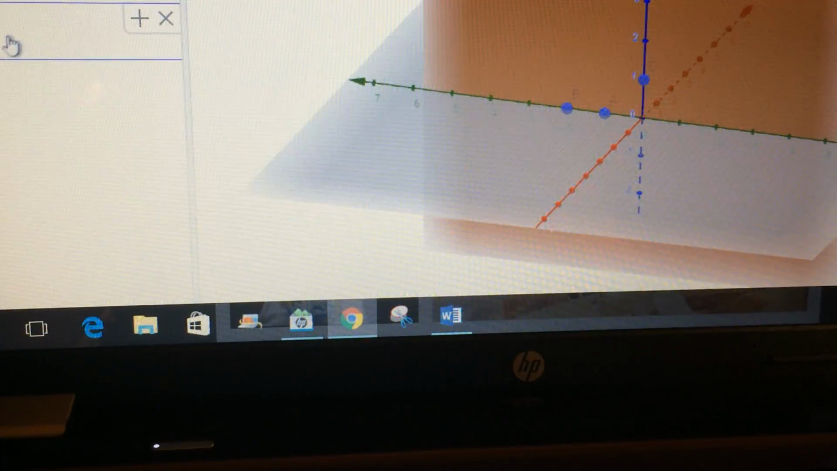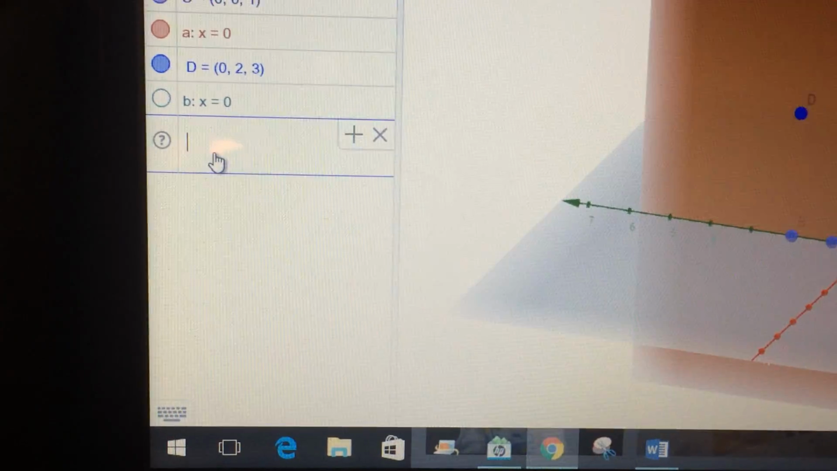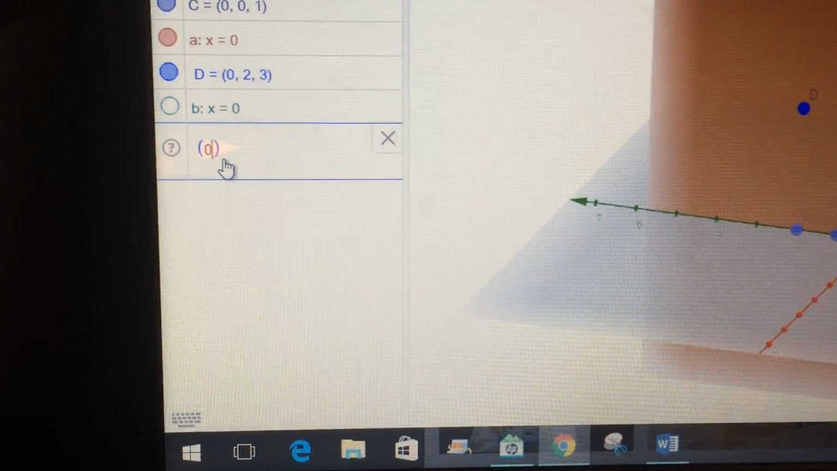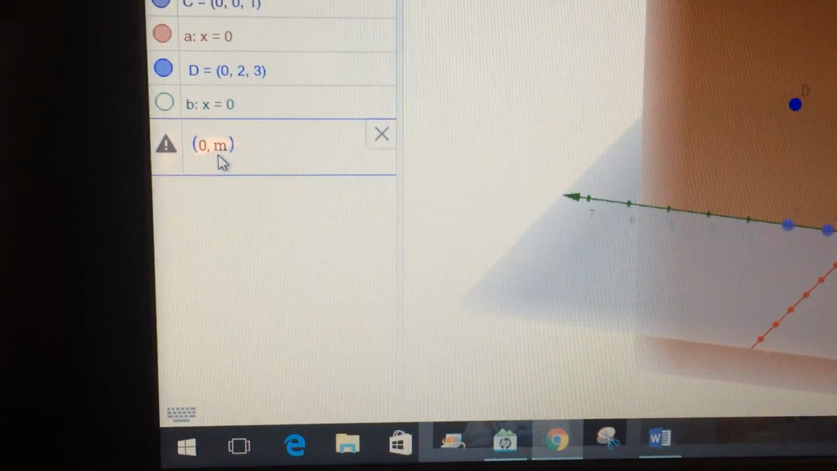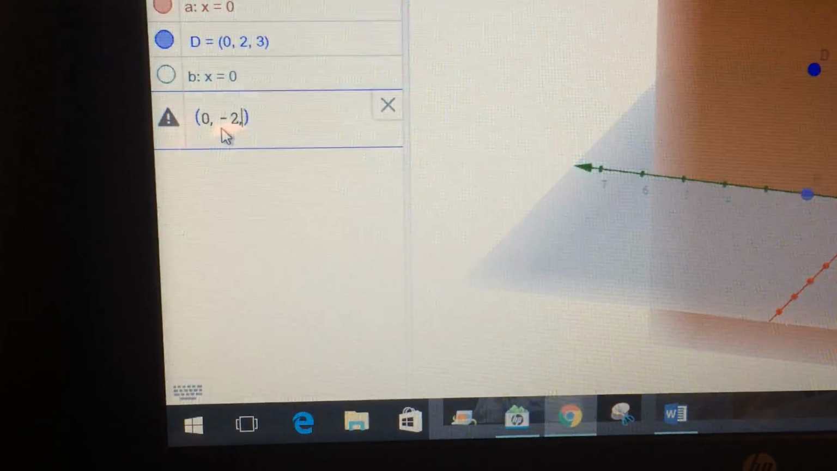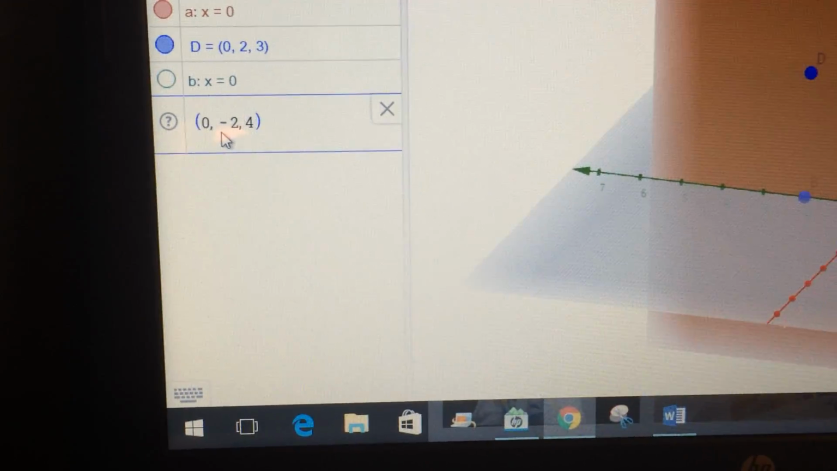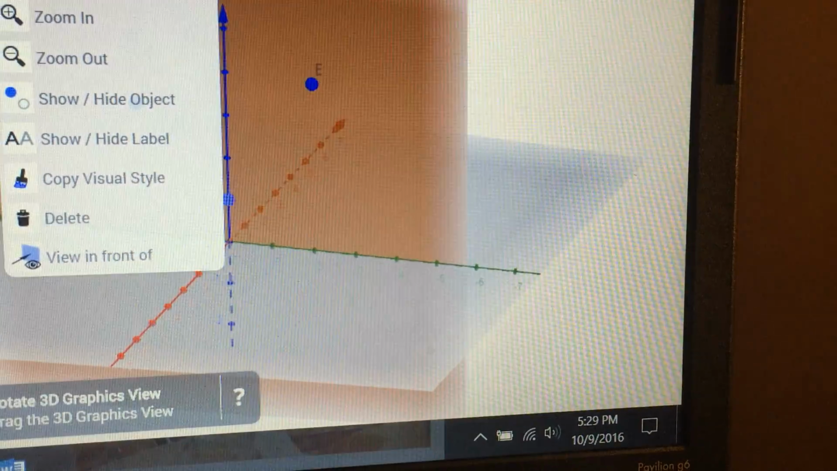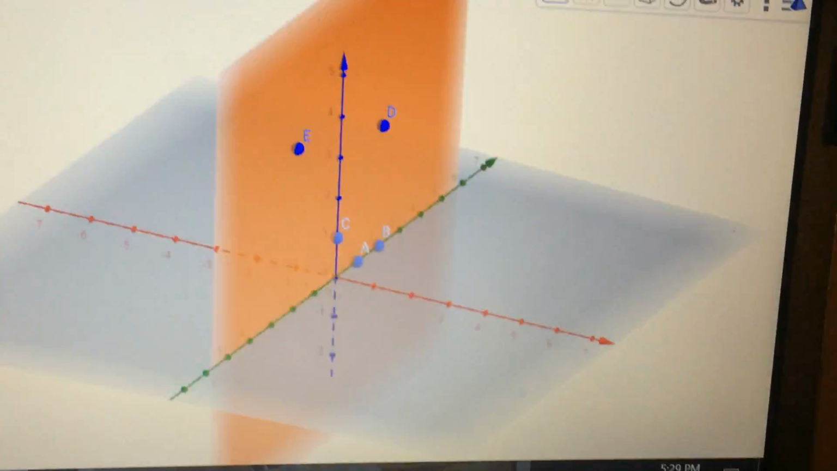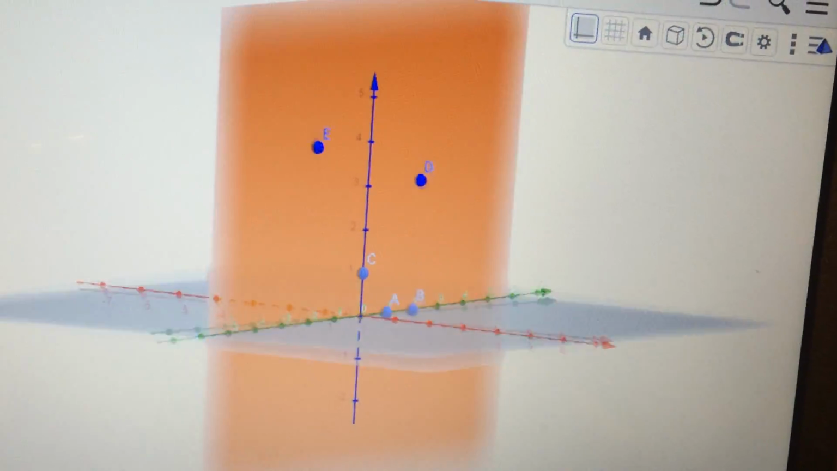So I'm going to test some other ones. I'm going to try a negative value. So 0 again for the x, and then negative 2 and positive 4. That's going to be point E, and I'm going to go back to my viewpoint here, and E is again intersecting that plane.